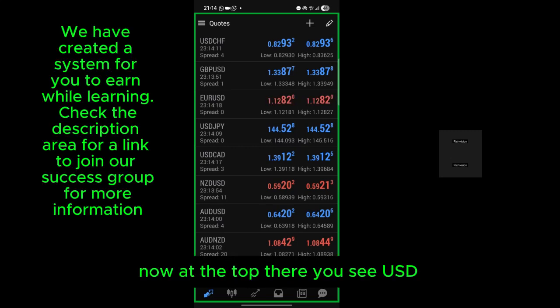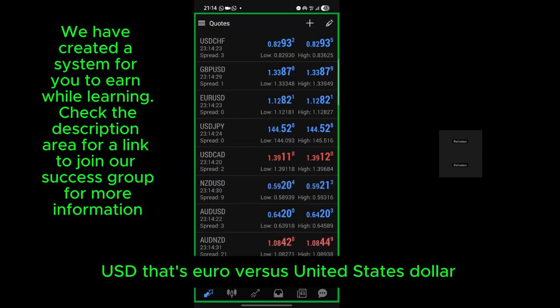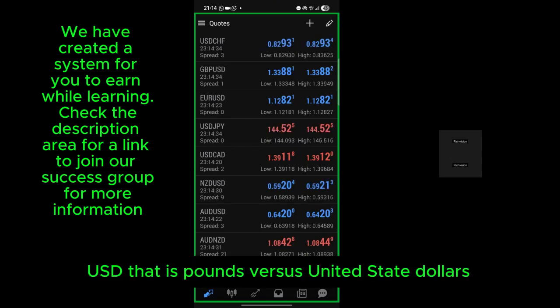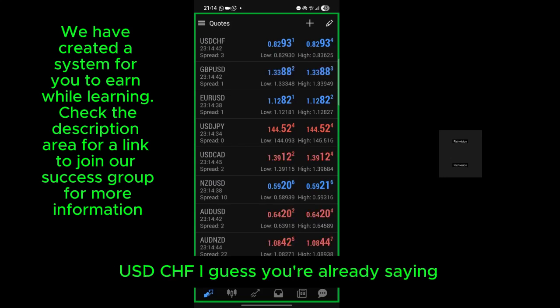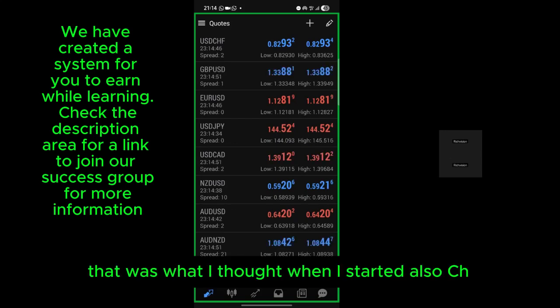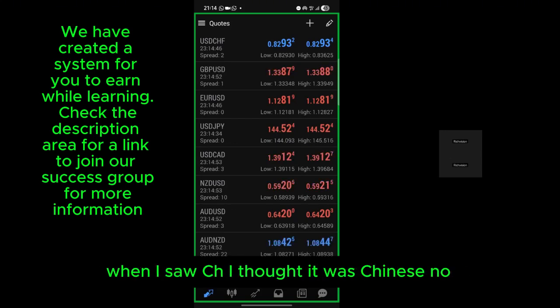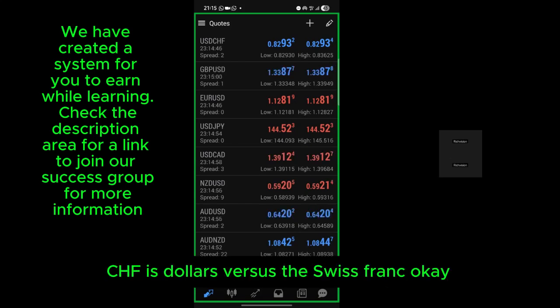Now at the top there, you see USD CHF, GBP USD, Euro USD. They are called pairs. Euro USD, that's Euro versus United States dollar. You see GBP USD, that is pounds versus United States dollars. Can you tell me what this USD CHF is? I guess you're already saying maybe it's USD versus Chinese. It's not Chinese. That was what I thought when I started also. When I saw CH, I thought it was Chinese. No, USD CHF is dollars versus the Swiss francs.